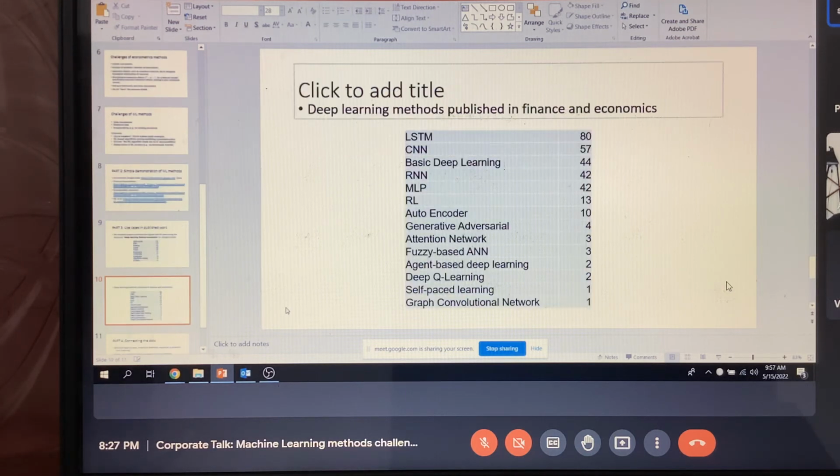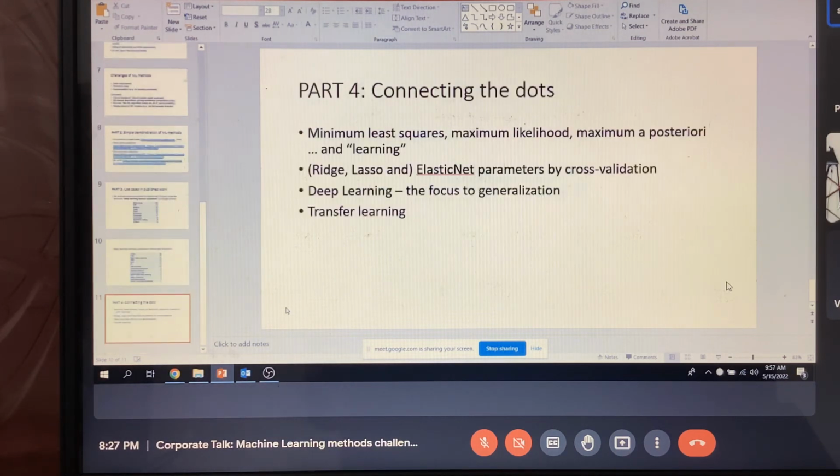And these are published methods, most of them LSTM, because there are sequences. Now this is the last slide, connecting the dots. We know that we have learned about minimizing least squares, maximizing likelihood, maximizing a posteriori. This we have already learned. This is how the estimates are done.